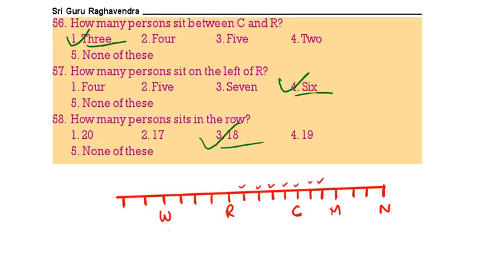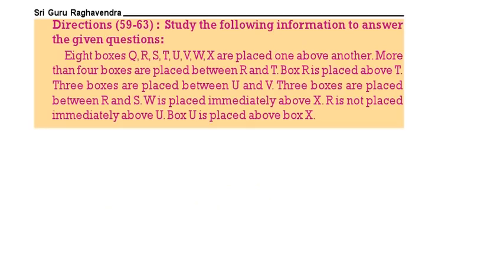18 persons. Next one. 8 boxes Q, R, S, T, U, V, W, X are placed one above the other. More than 4 boxes are placed between R and T. R is placed above T. 3 boxes are there between U and V. 3 boxes are there between R and S. W is placed immediately above X. R is placed immediately above U. U is placed above X.